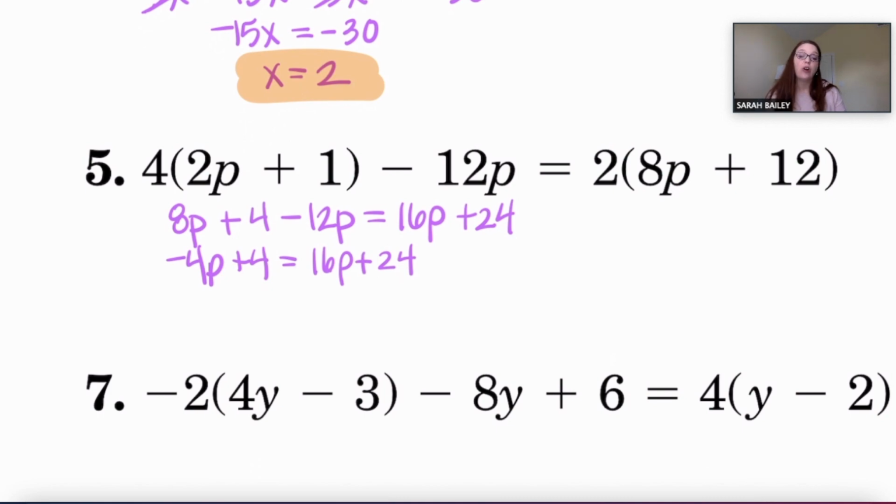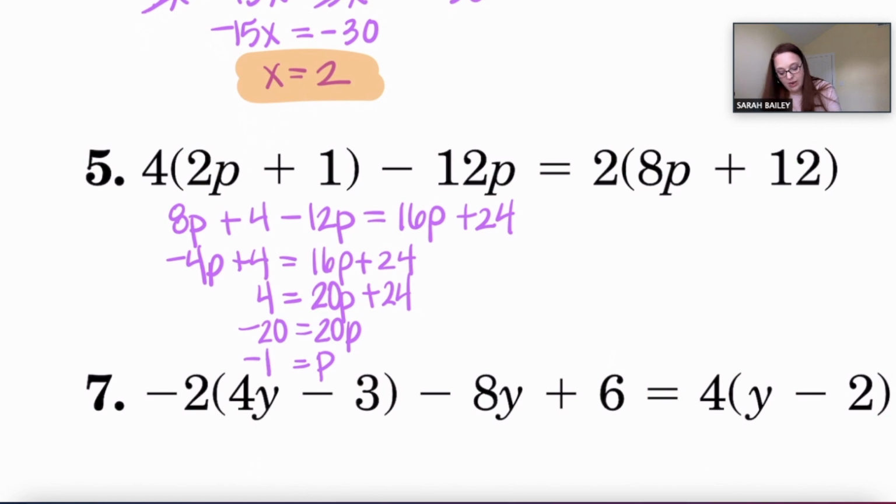I can either add 4p on both sides or subtract 16p on both sides. I'm going to add the 4p on both sides. That leaves me with 4 on the left. 16p plus 4p is 20p. Then bring the plus 24. And then I have to subtract 24 on both sides now. So I'm going to do 4 minus 24, which would give me negative 20 equals 20p. Divide both sides by 20. So I get that negative 1 is equal to p.